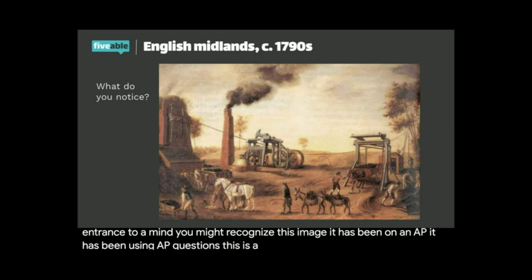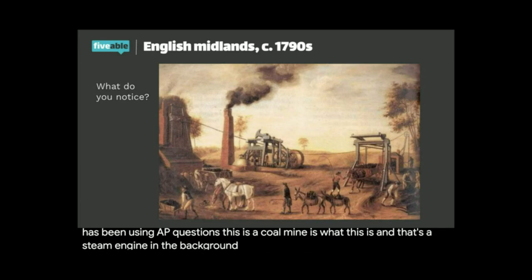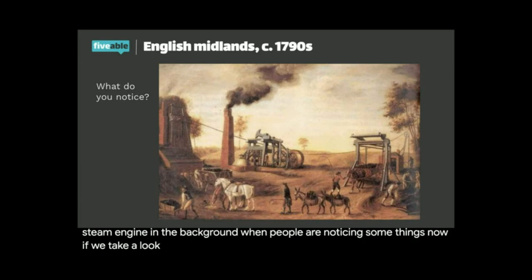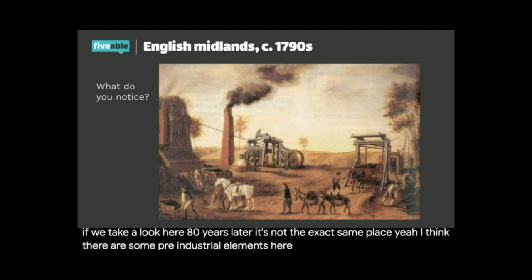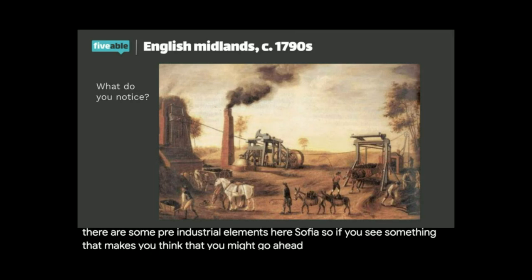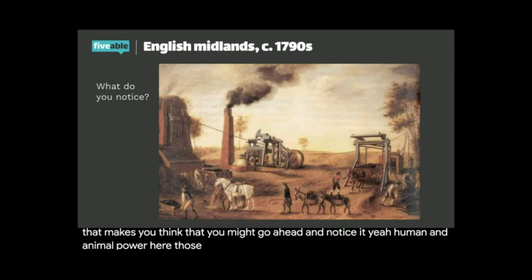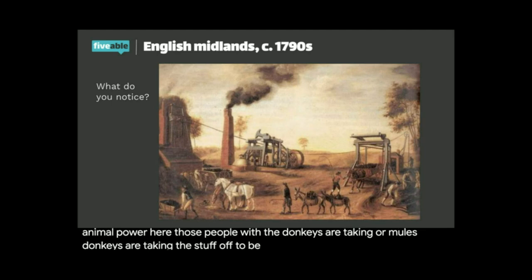This is a coal mine, is what this is, and that's a steam engine in the background, but people are noticing some things. Now, if we take a look here, 80 years later, it's not the exact same place. Yeah, I think there are some pre-industrial elements here, Sophia. So if you see something that makes you think that, you might go ahead and notice it. But yeah, right? Because there's animals. There's still a lot of human and animal power here. Those people with the donkeys are taking the stuff off to be sold.